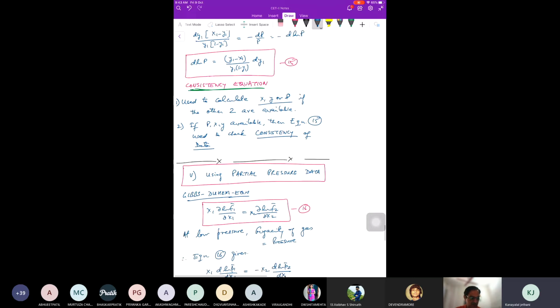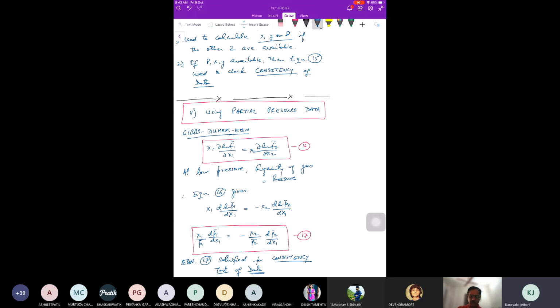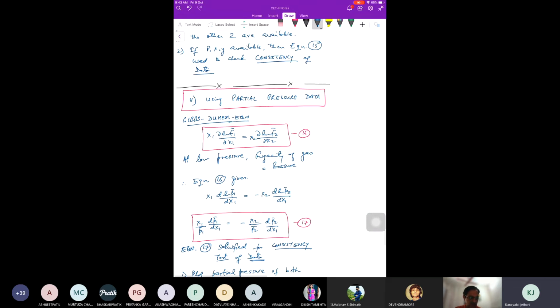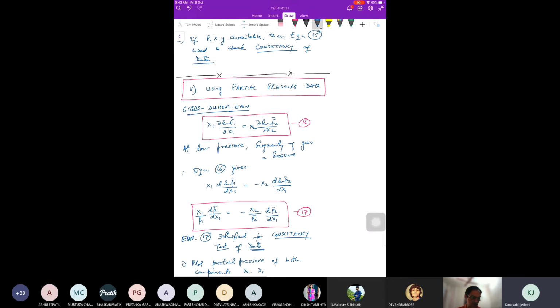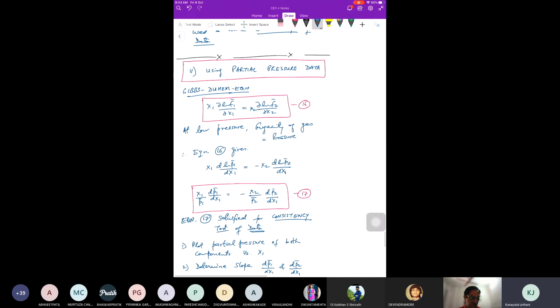Okay, so the last method for checking consistency is using partial pressure data. Again, you'll see everywhere Gibbs equation is always involved. Without that, we cannot test it. Whatever you do, ultimately the starting point is the Gibbs equation. So we are starting with this form of Gibbs equation now. x1 d ln f1 bar upon dx1 is equal to x2 d ln f2 bar by dx2. So at low pressure, fugacity is equal to pressure, that we have seen, right? So equation 16 becomes x1 d ln P1 bar by dx1, again dx2 equal to minus dx1 put here, is equal to minus x2 d ln P2 bar upon dx1, where P1 bar and P2 bar are partial pressures.